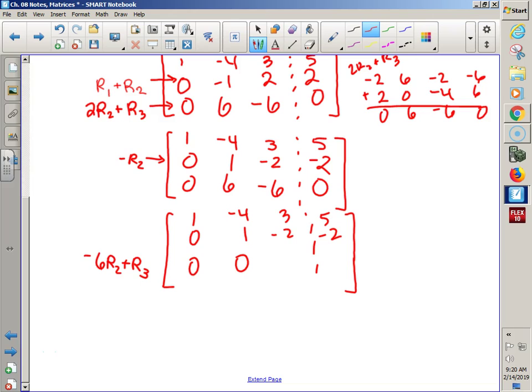What'd you guys get for the next one? 6? Ooh, I heard a positive 12 and a negative 12. Let's check both of them. Ready? Negative 6 times negative 2 is positive 12. Minus 6 is positive 6. I agree. Negative 6 times negative 2 is positive 12 plus 0 is a positive 12. Are we good? Okay. Are we done?